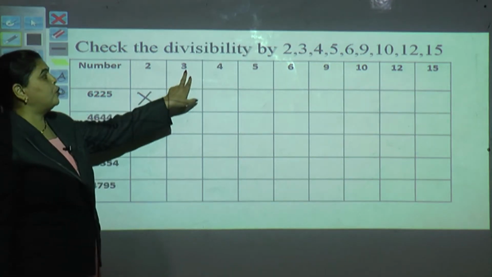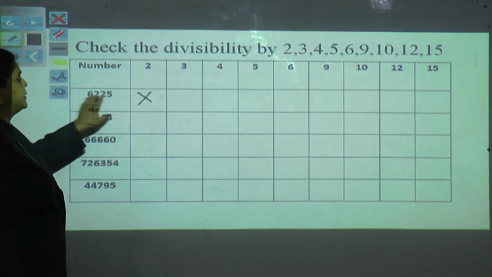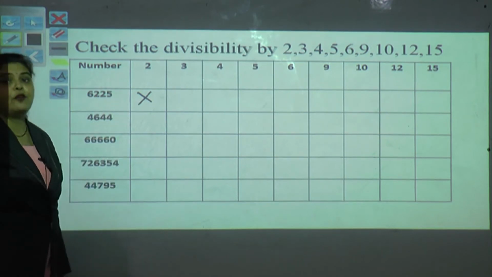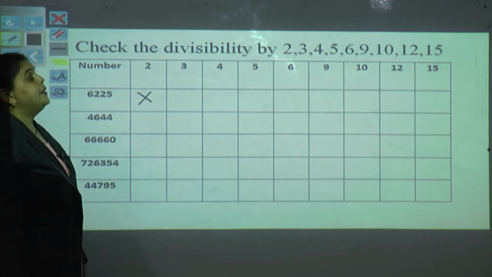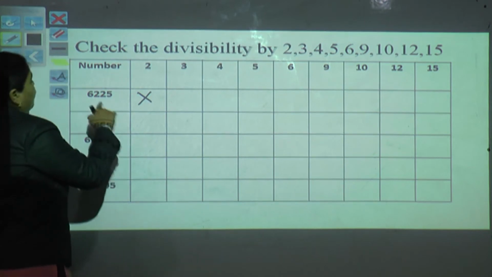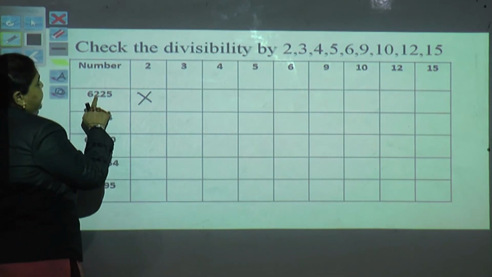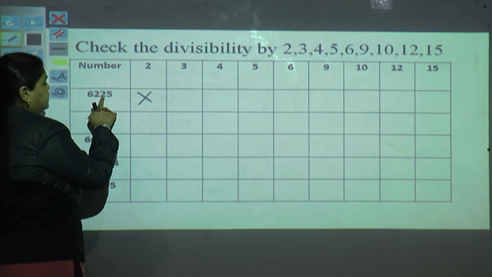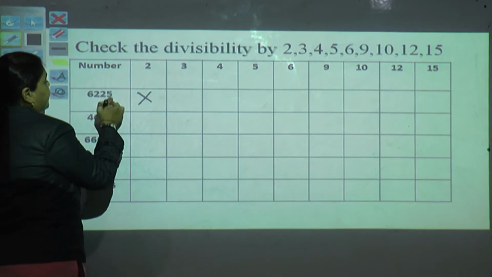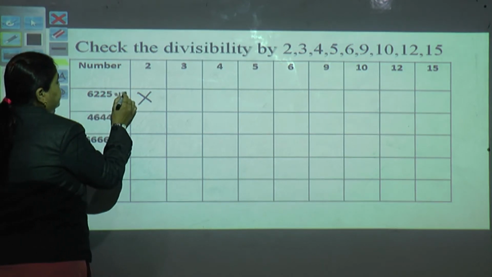What is the divisibility rule of 3? The sum of the digits of this number should be divisible by 3. So what will be the sum? 6 plus 2 is 8, 8 plus 2 is 10, 10 plus 5 is equal to, I will write it here in short.